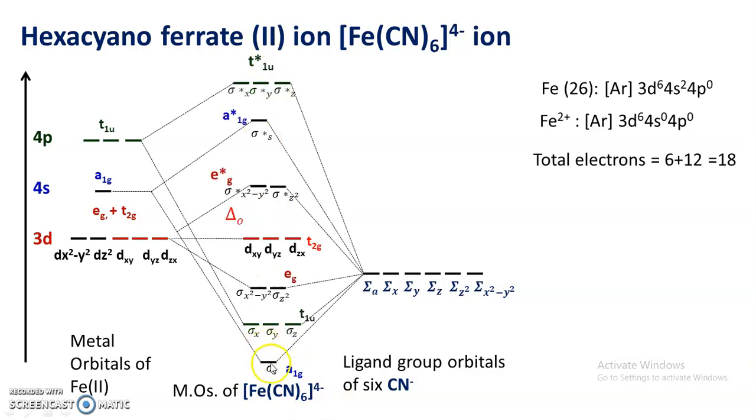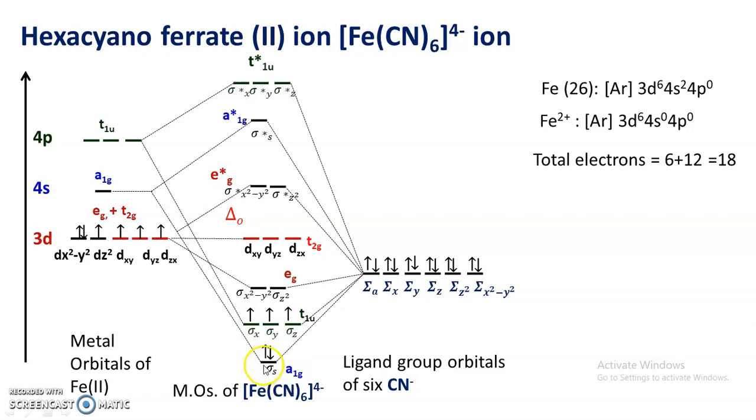And these are the bonding and antibonding molecular orbitals. Now altogether there are 18 electrons: 6 electrons present in 3d orbital and 12 electrons present in ligand group orbitals. So this is the first electron in 3d orbital, second, third, fourth and fifth and sixth. Now ligand group orbitals are completely filled. These are the total 12 electrons present in all these 6 ligand group orbitals. So 6 plus 12, that is 18.